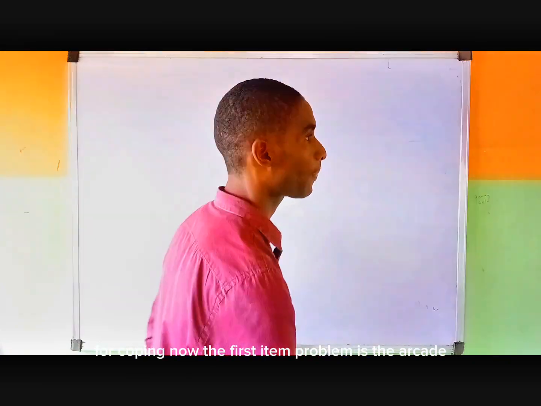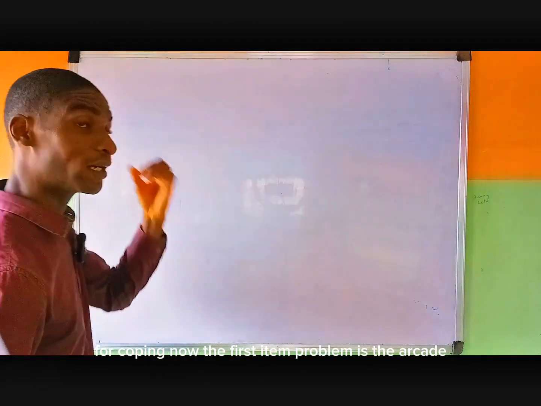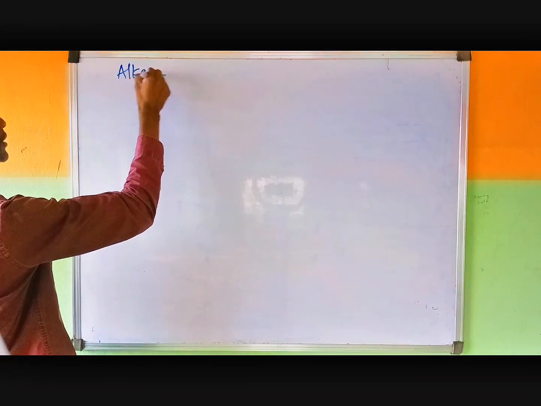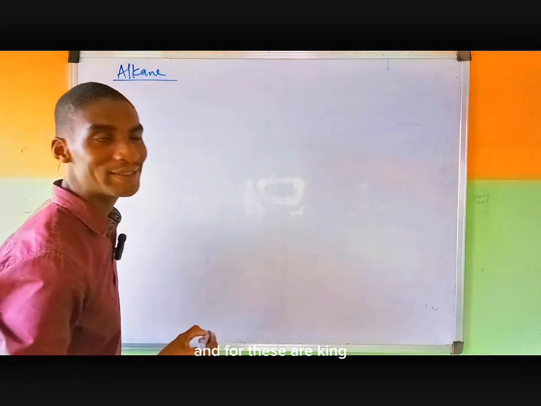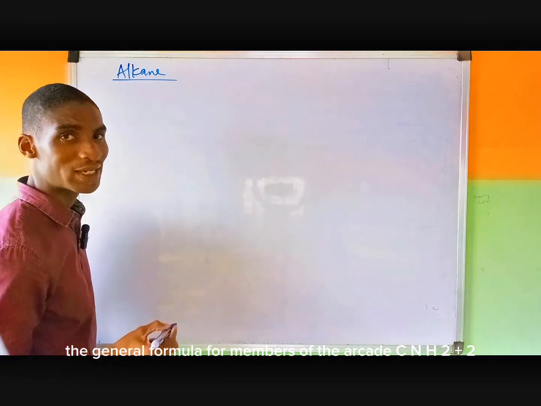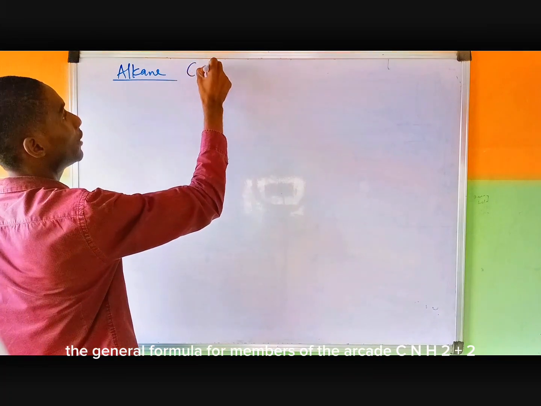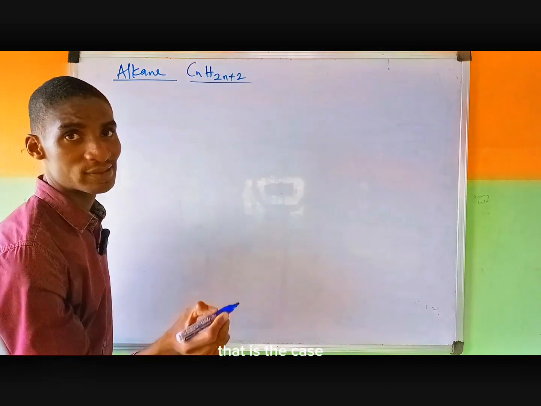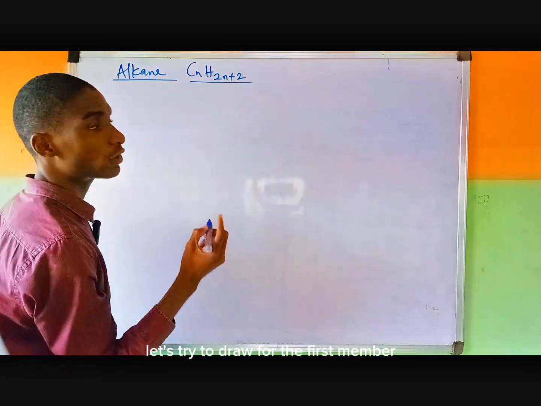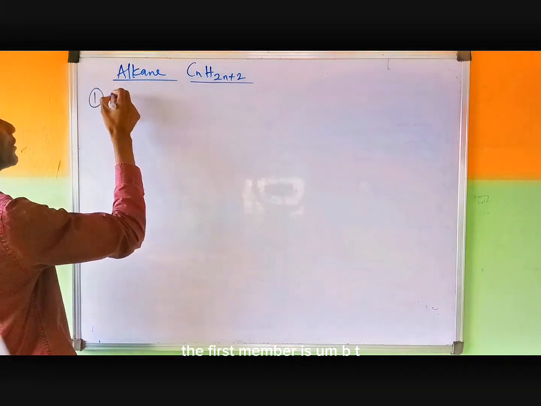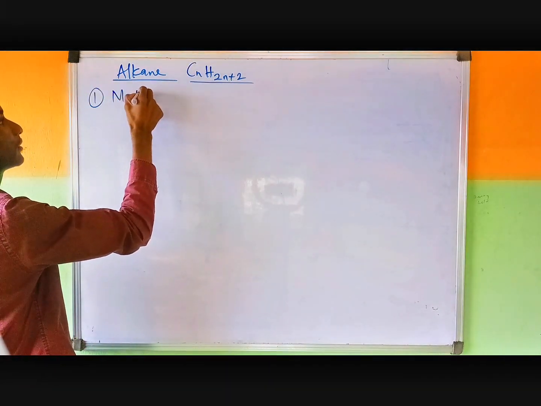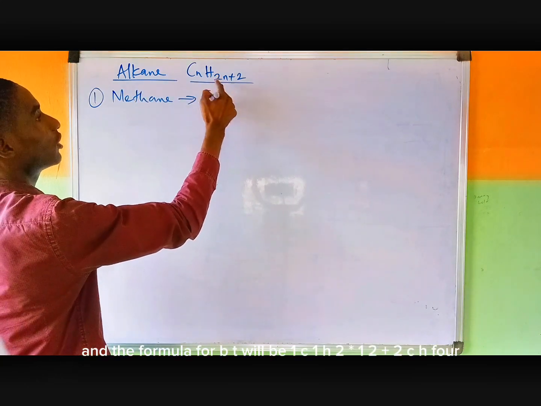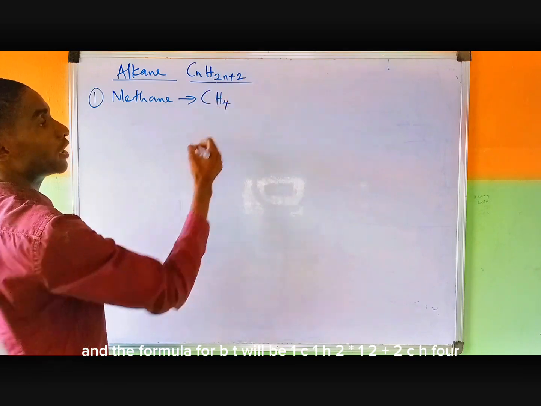Alright, so coming. Now, the first hydrocarbon is the alkane. And for this alkane, the general formula for members of the alkane group is CnH2n+2. If that is the case, let's try to draw for the first member. The first member is methane. And the formula for methane will be what? C1H, 2 times 1, 2 plus 2, CH4.